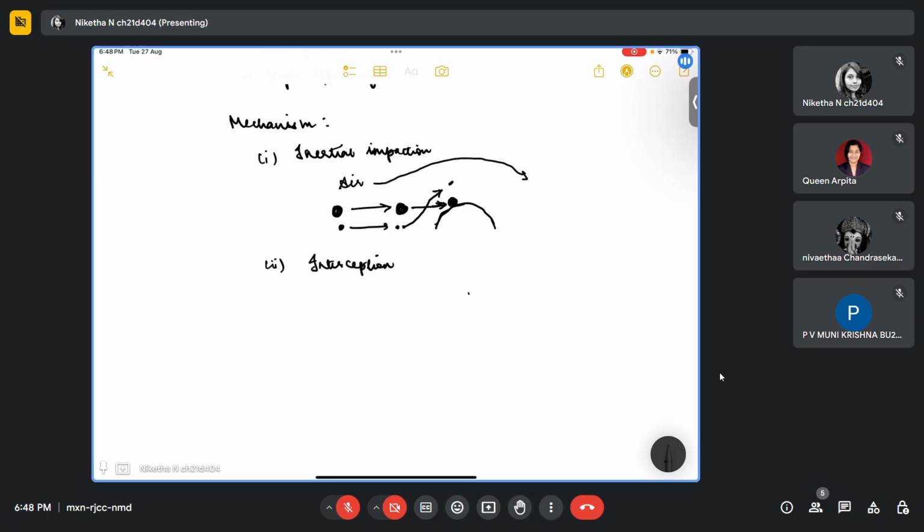Now, in interception, what happens is you have a particle and it gets directly hit on the surface. And there is no direction change or intervention or anything. It's simple. Like you have a particle which is coming, which is traveling, and there is a surface on the way of the particle, and it just tends to get hit on it.